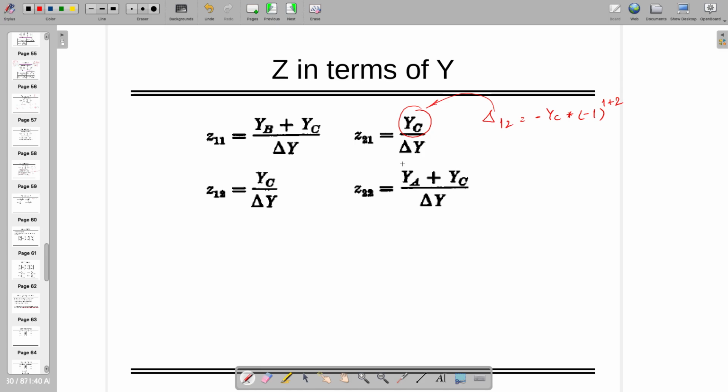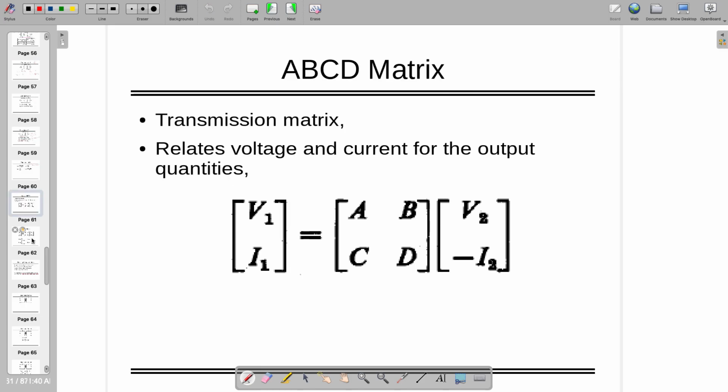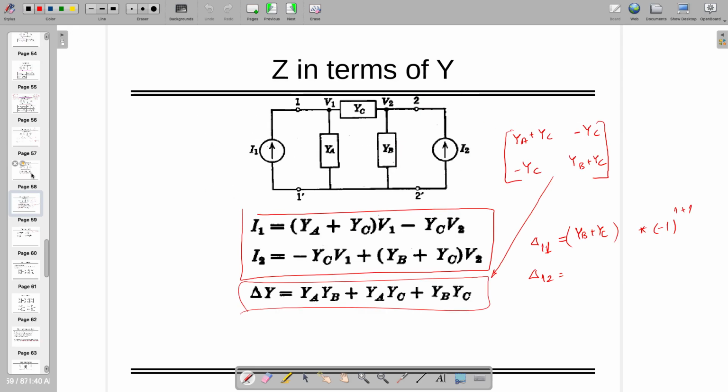What is delta y? Delta y is the determinant. Okay, if I went fast, then you can see here. From here, delta y is the determinant of this matrix. This is our impedance matrix of this particular network, right?